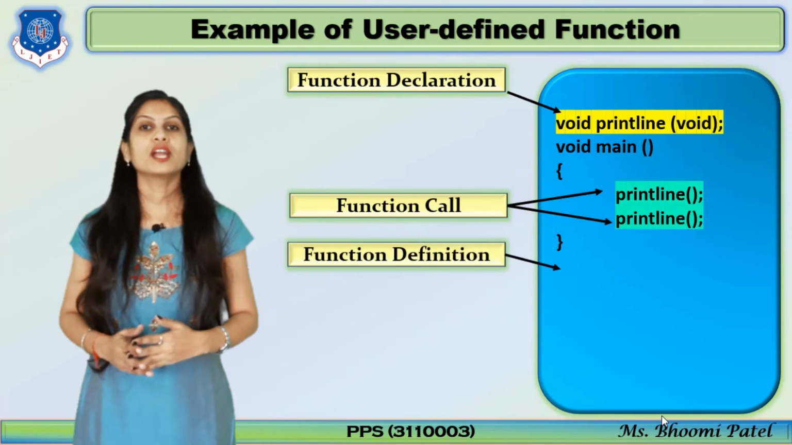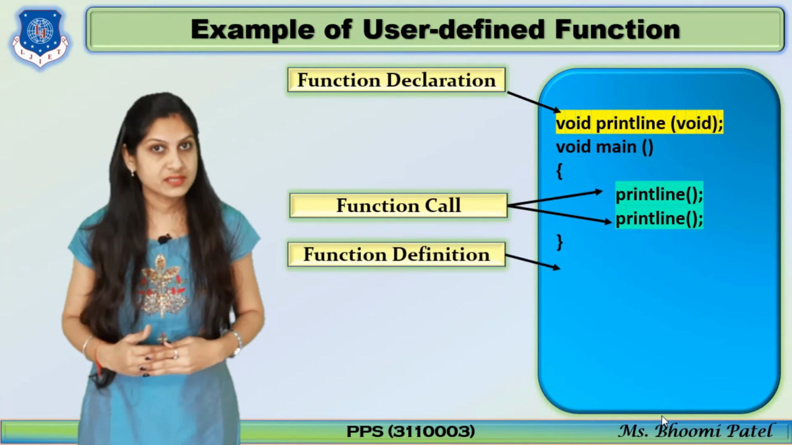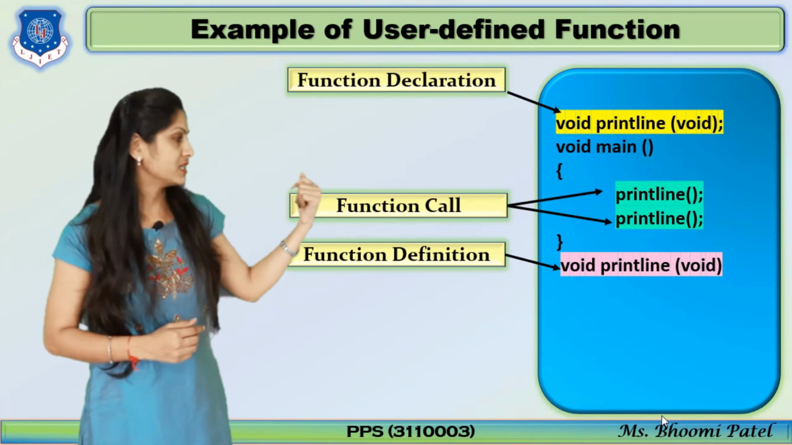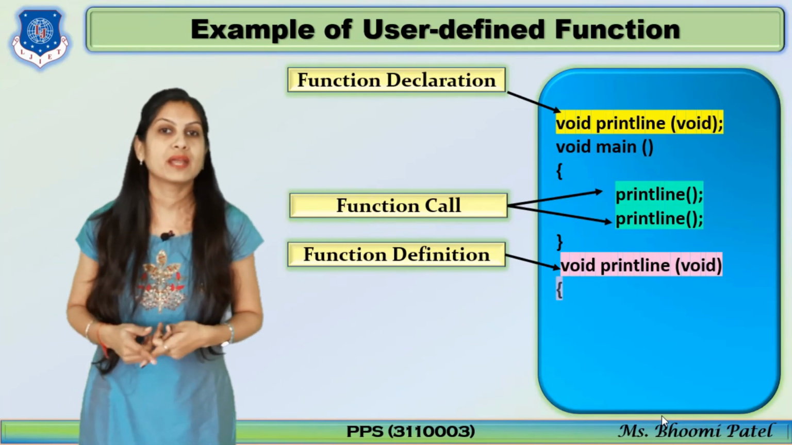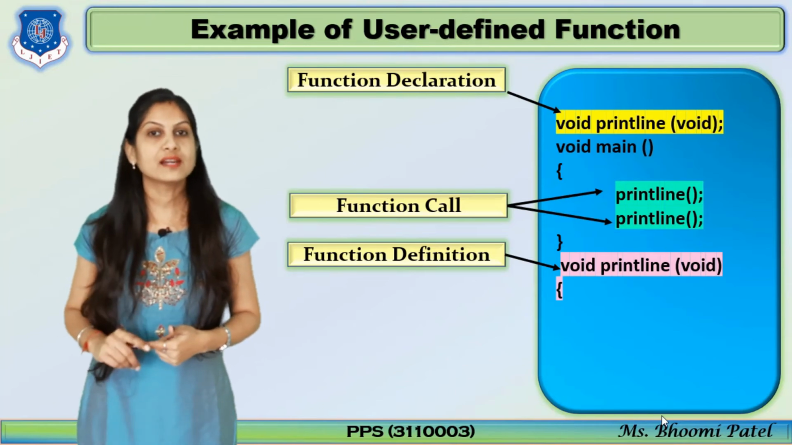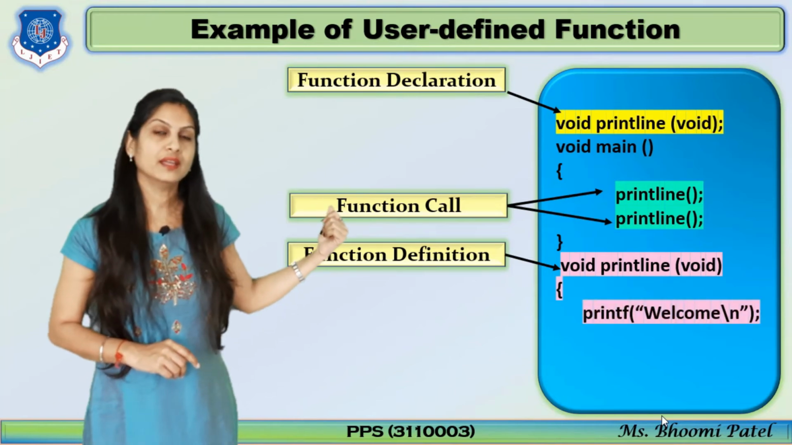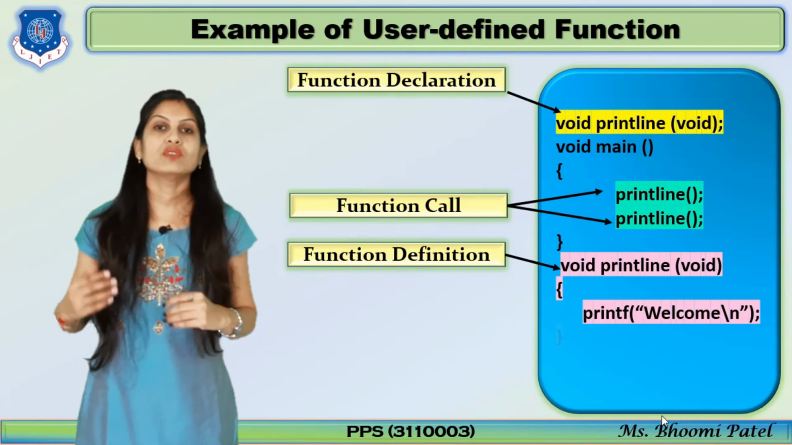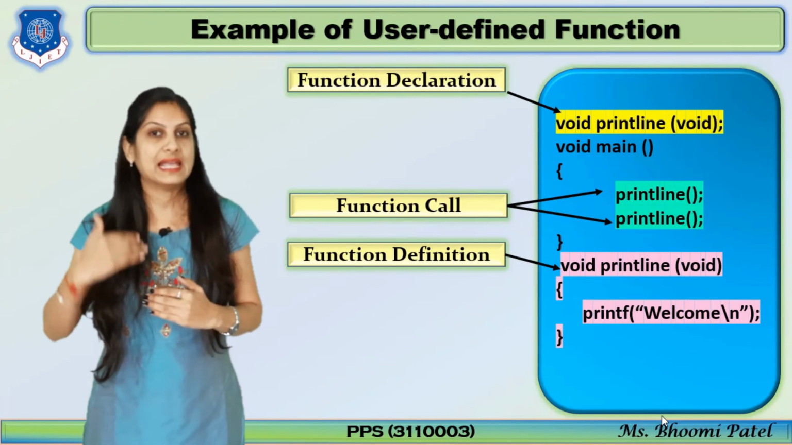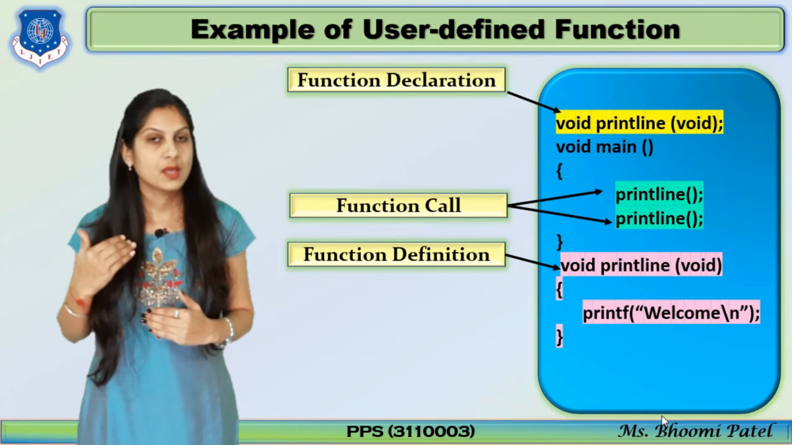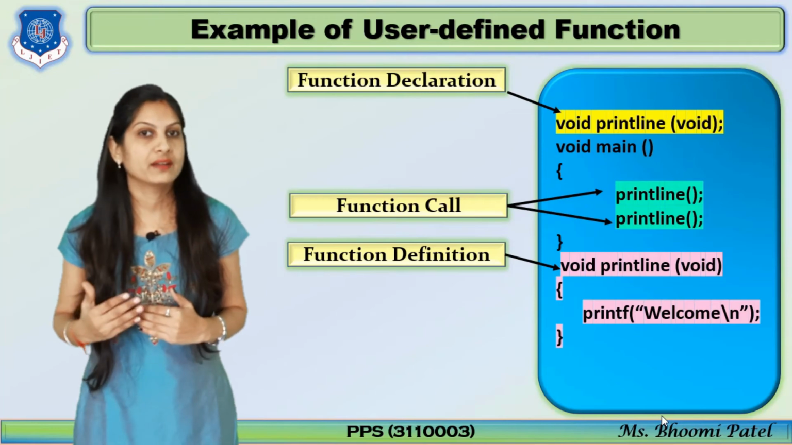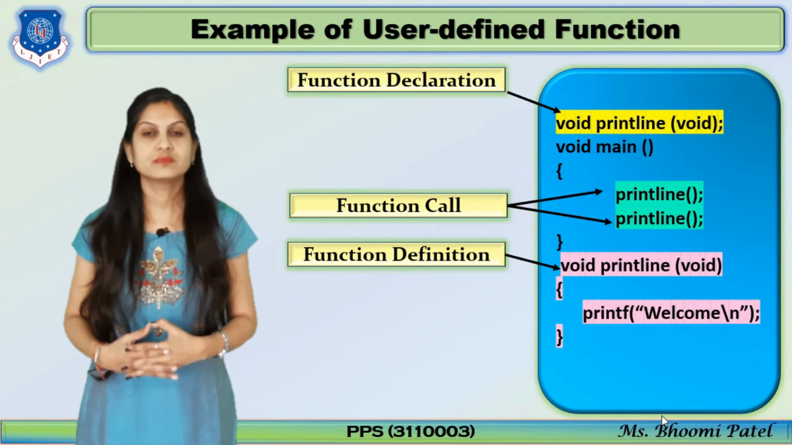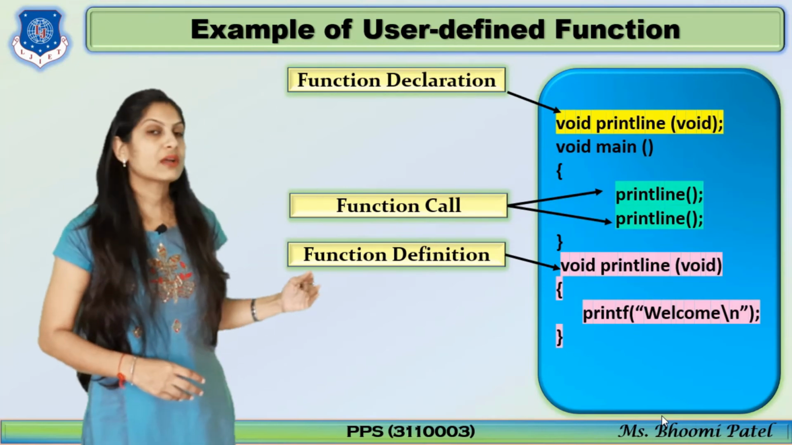Now after completing void main our function definition will start, and the function definition is just the same as the declaration, that is void printline and inside the brackets we write void, and start the function with a curly bracket and stop with an ending bracket. Clear? And inside these two brackets we write the declaration part, executable part and return statements. But here we only have to print welcome, so only one statement is there, that is printf("welcome\n"). Clear? So how will this program execute?